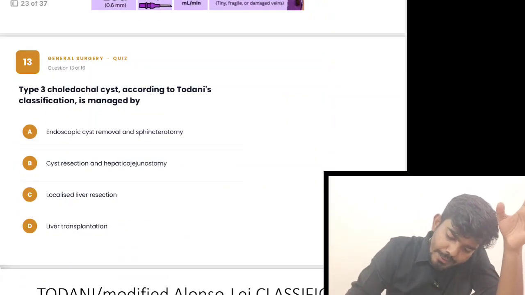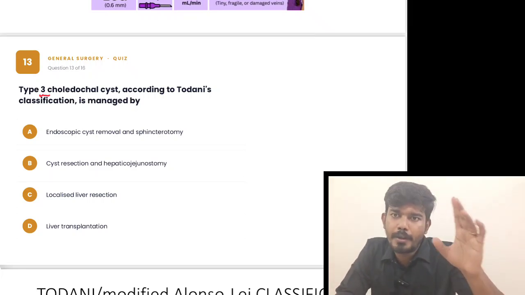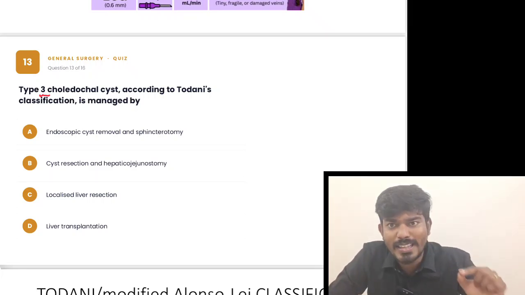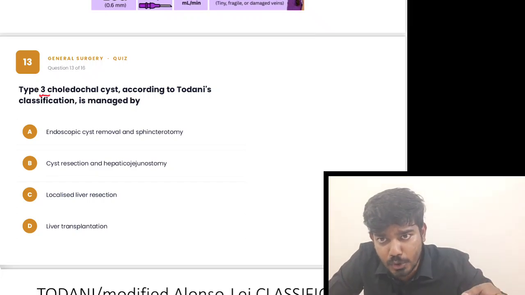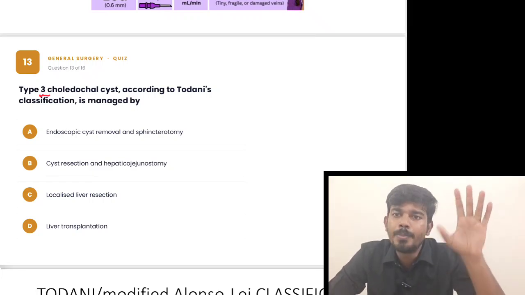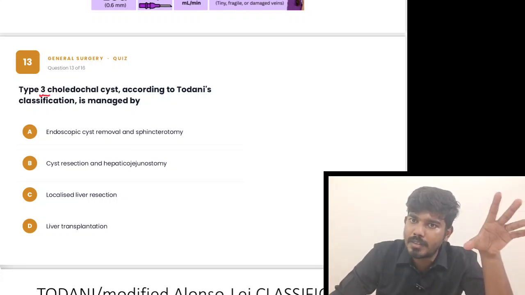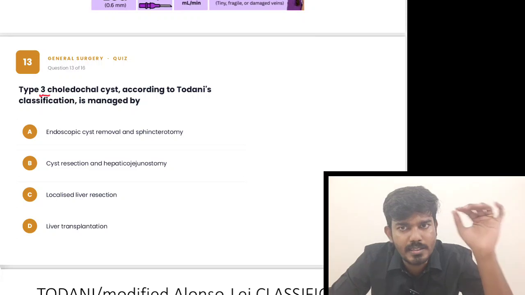Type 3 choledochal cyst according to Todani's classification is managed by. Okay, what is Todani's classification used for? It is used for choledochal cyst. Okay, choledochal cyst has 5 types. Here they are asking about type 3. How are we going to manage this type 3 of choledochal cyst? This choledochal cyst is very important.